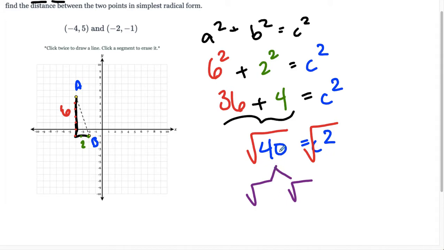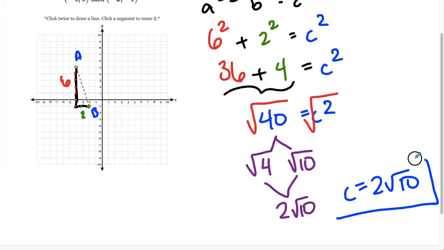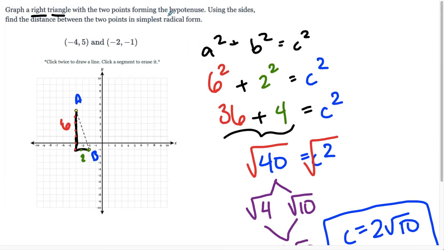perfect square that can divide 40. So the greatest perfect square that can divide 40 gives 4 and 10. The square root of 4 gets reduced to a whole number, 2, and the square root of 10 doesn't reduce anymore. So this is the hypotenuse. C is equal to 2 radical 10. And that answers the question of what is the distance between these 2 points.